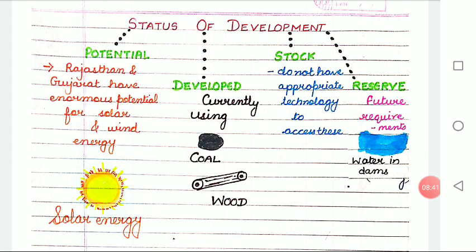Number four, reserves. Reserves are the subset of the stock. These can be used for meeting future requirements. For example, water in the dams, forest, etc. is a reserve which can be used in future.